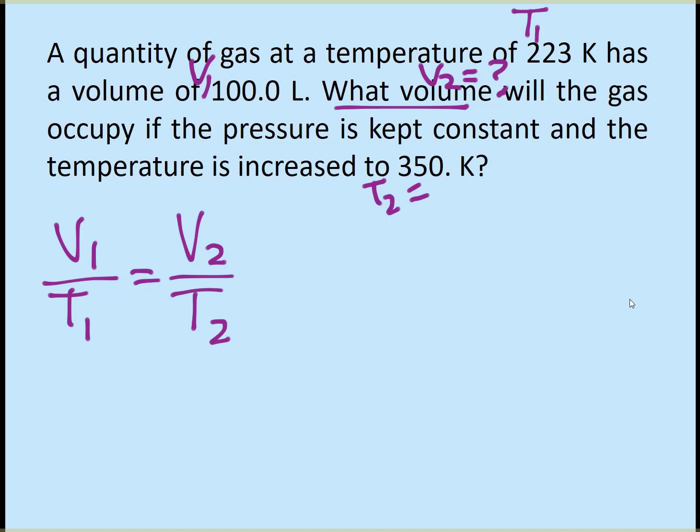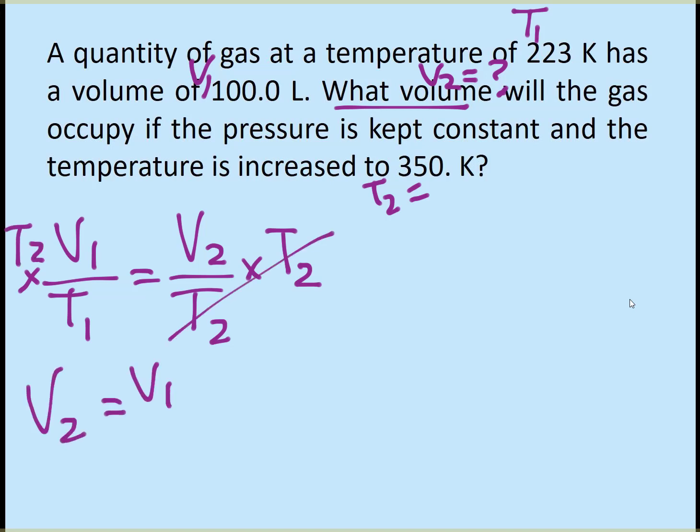And I'm going to solve for V2. So I'm going to multiply each side by T2, and that will cancel out. I'll get V2 equals V1 over T1 times T2 on the top. And then I can just solve this.